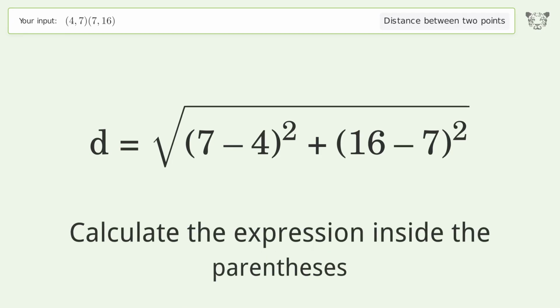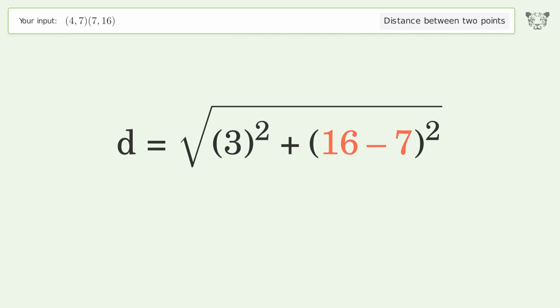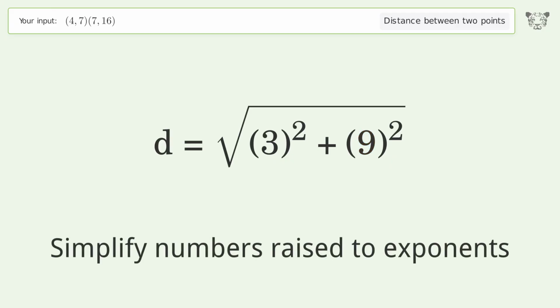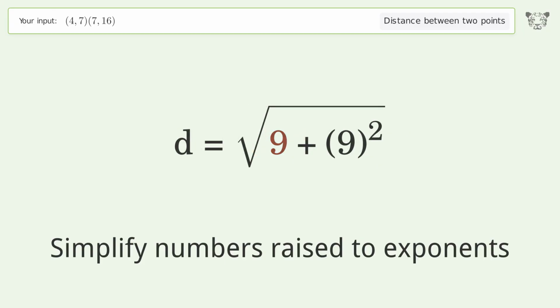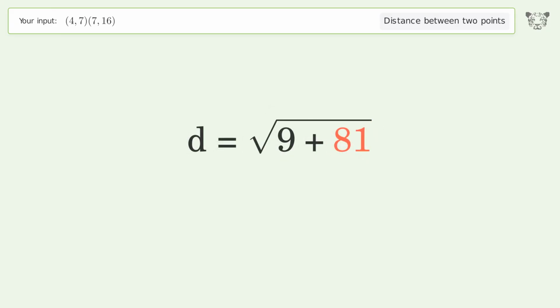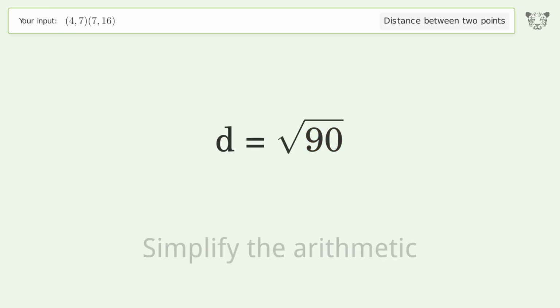Calculate the expression inside the parentheses. Simplify numbers raised to exponents. Simplify the arithmetic. And so the distance between the 2 points is the square root of 90, or 9.487.